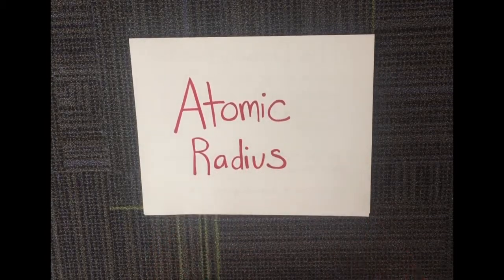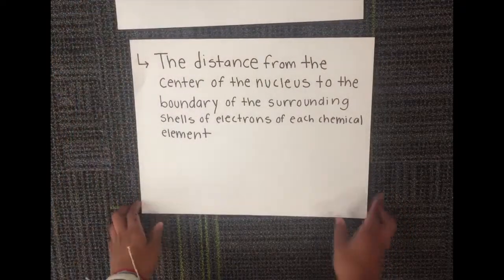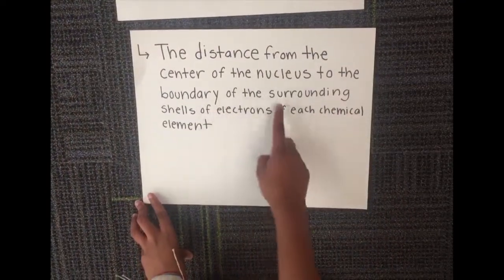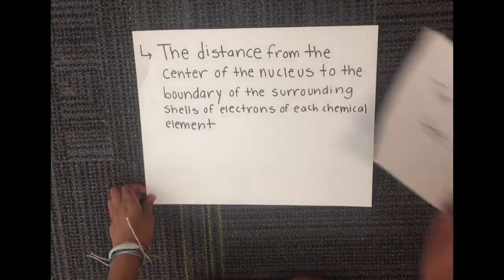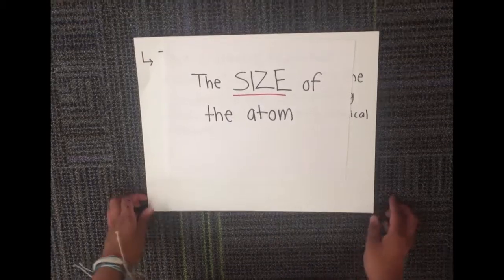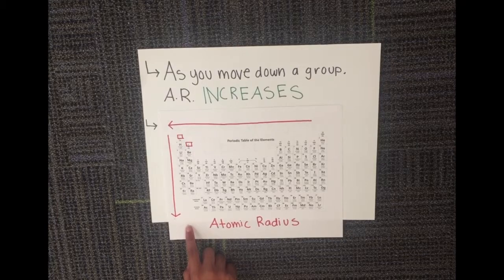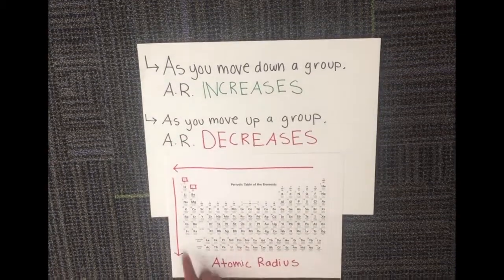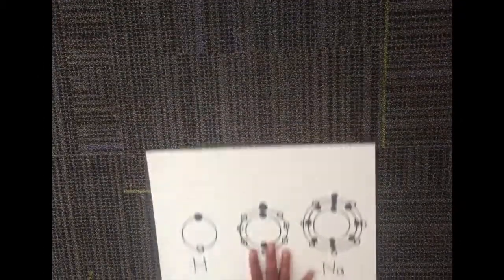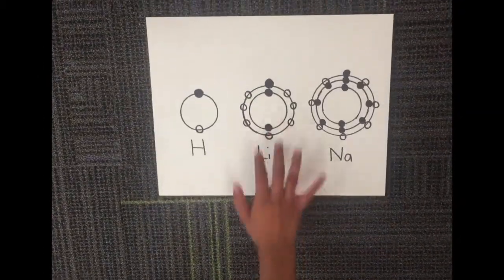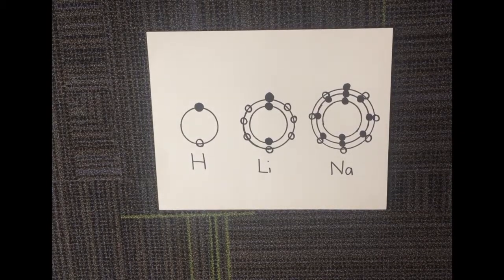So what exactly is atomic radius? Atomic radius is the distance from the center of the nucleus to the boundary of the surrounding shells of electrons of each chemical element, or in simpler terms, the size of the atom. So, as you move down a group, atomic radius increases, but as you move up a group, atomic radius decreases. Elements in the same group exhibit the same patterns because of their number of valence electrons.